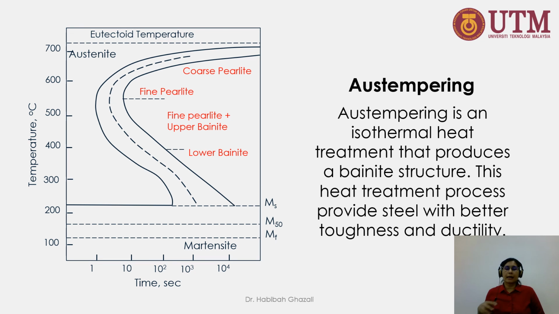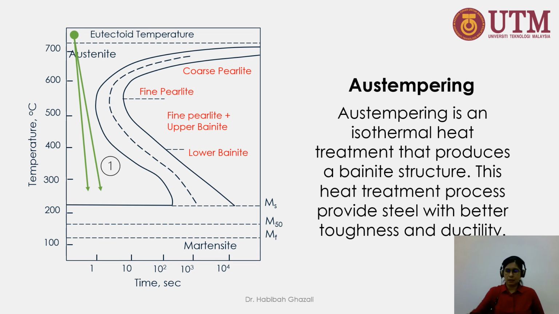Austempering. Austempering is an isothermal heat treatment procedure that will produce bainite as the final microstructure. This heat treatment process provides steel with better toughness and ductility. So we will avoid the formation of martensite altogether. The process will begin by austenization. The metal will be heated up above the eutectoid temperature, and the microstructure will transform into austenite, and they quench it to a temperature where bainite will form.